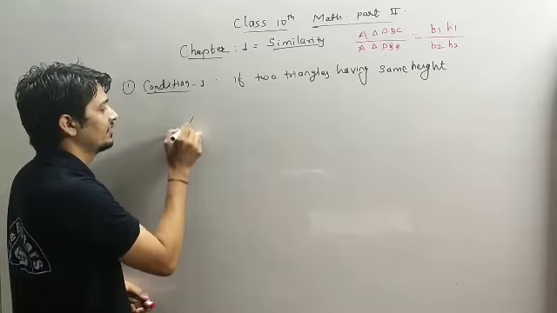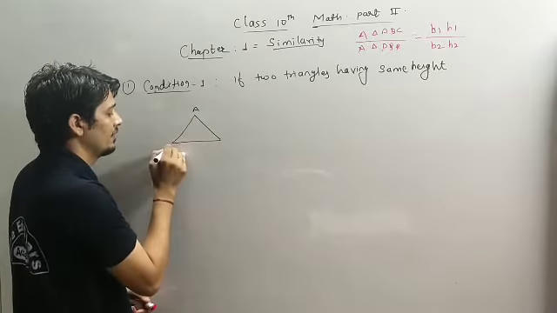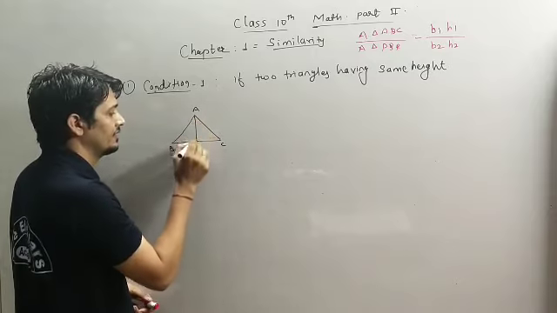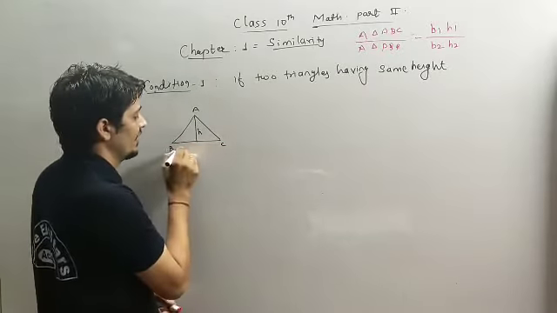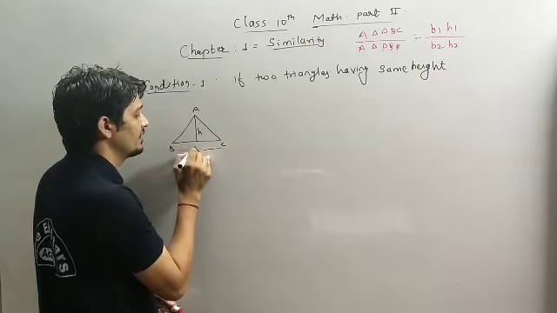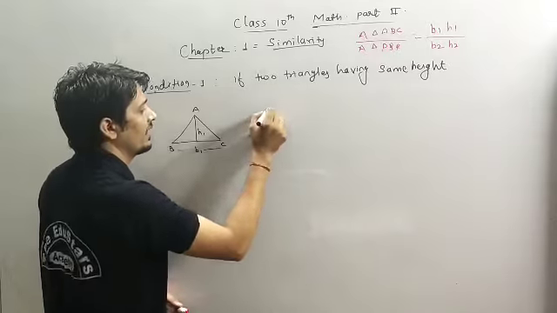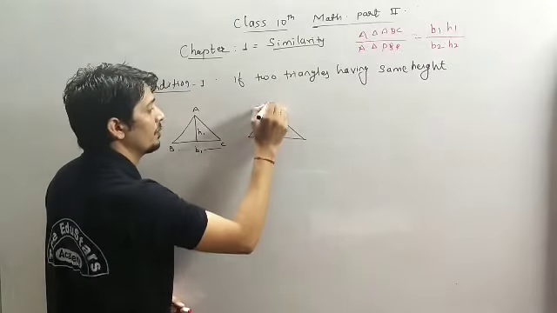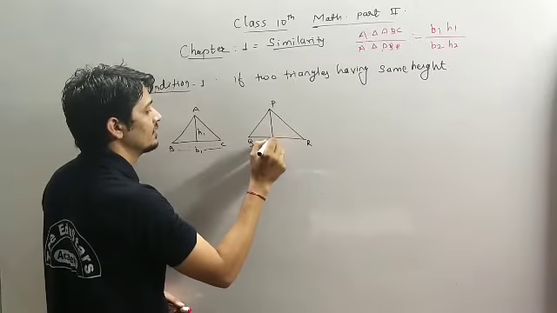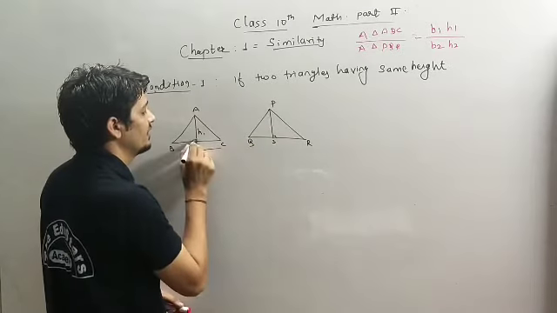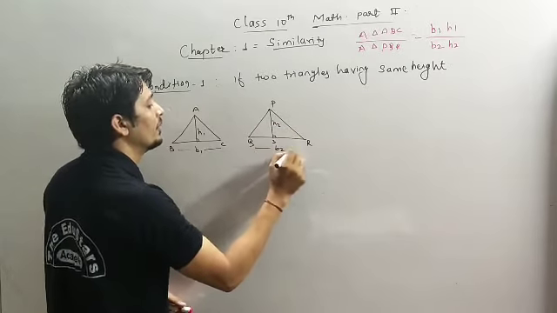So this is the triangle A, B and C, and this is the height H. This is the height H, and it is the base B1 and height is H1. Another triangle we have P, Q and R, and it is the S point. Here it is 90 degree, and it is H2 and it is B2.